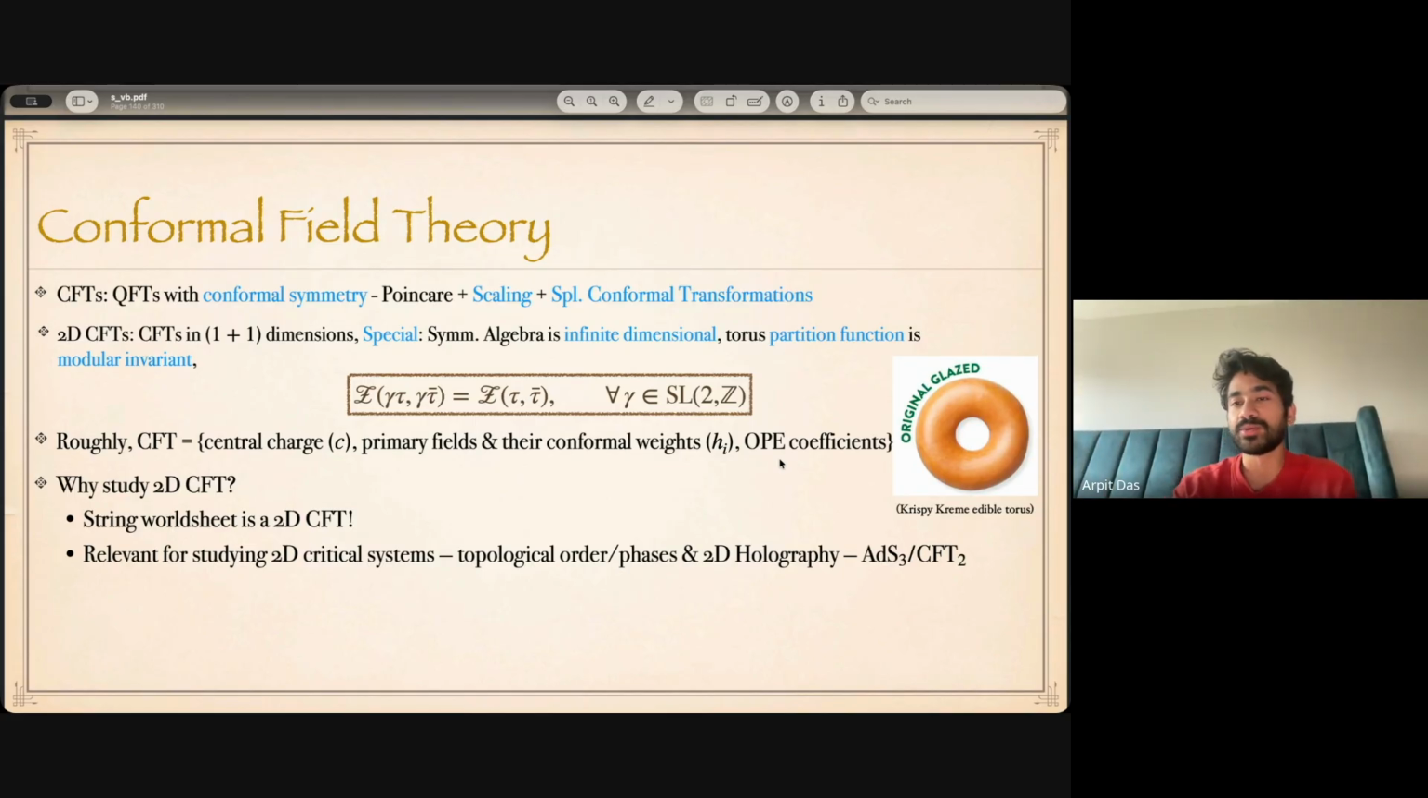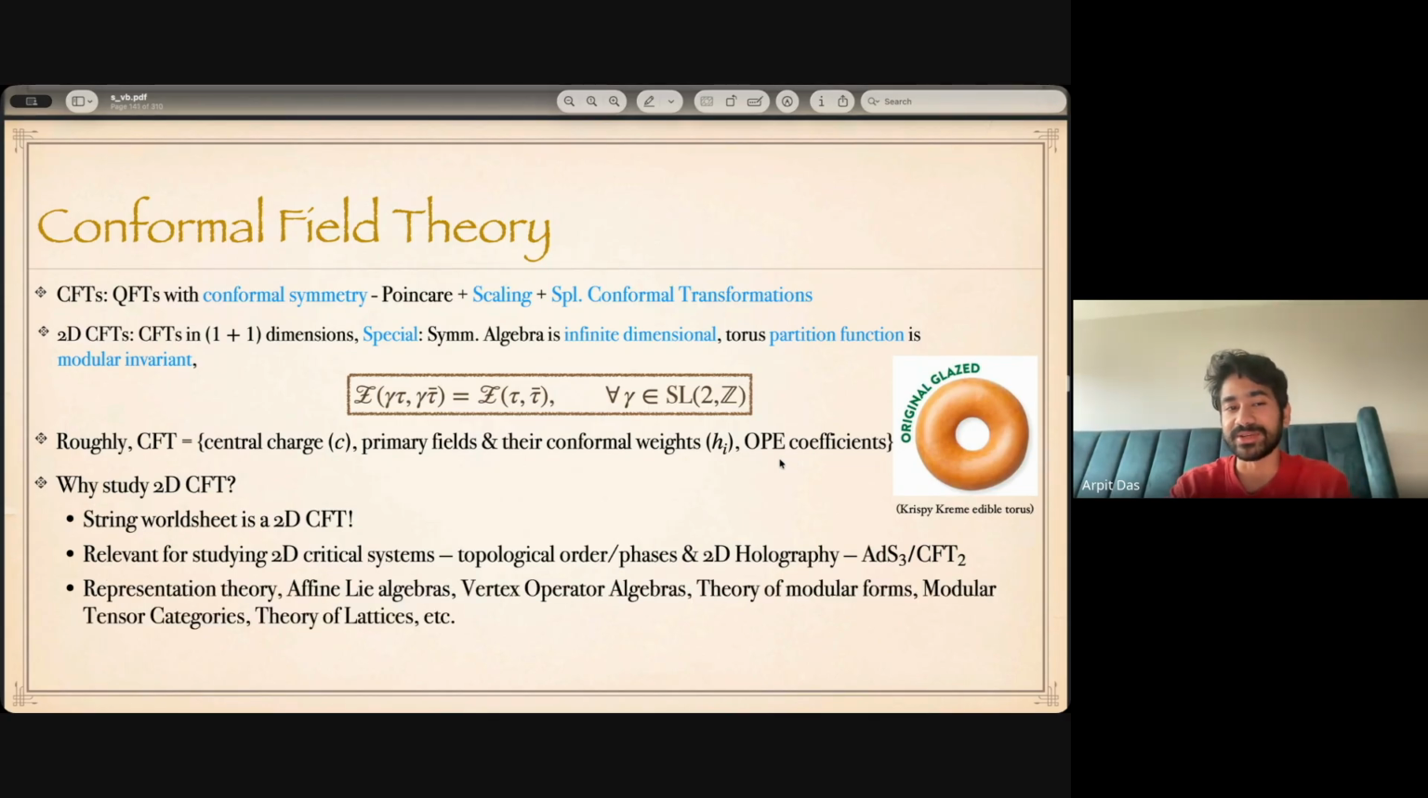Furthermore, if you are into holography, then in 2D holography, you have AdS3/CFT2. And if you are like me and want to understand the mathematical aspects of CFTs, then there are nice mathematical structures ranging from representation theory to Lie algebras, vertex operator algebras, etc. in 2D CFTs.